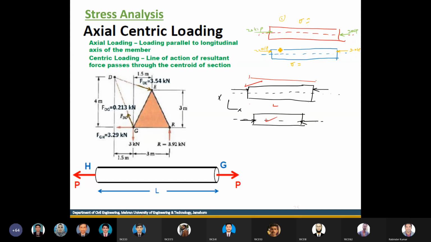This is the first example, this is the second example. In the first example, the force is acting at the centroid of this cross section. So how will you find the stress in such a case? In the second example, the force is not passing through the centroid of the cross section. So how will you find the stress in such a case?